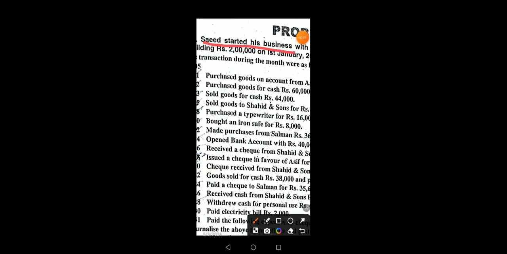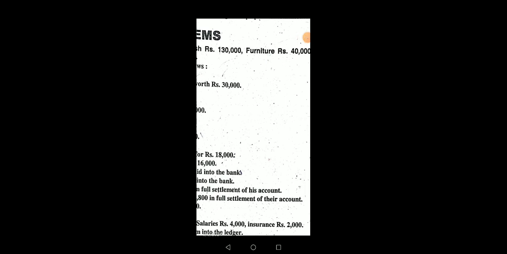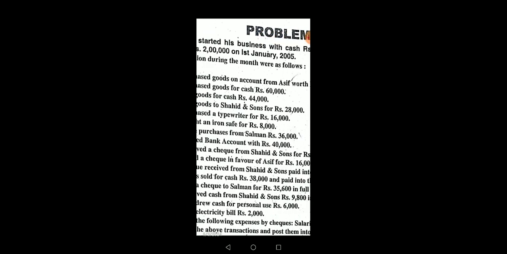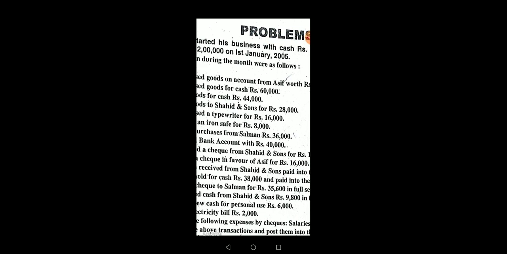Started his business. It is about the owner of the business, who started the business with cash 1,30,000, furniture 40,000, and building 2 lakh on 1st January. So this is what he is saying. The proprietor had started his business in 3 different ways. You can make 3 different entries, or you can make a single entry as well. I will show you all of the entries.